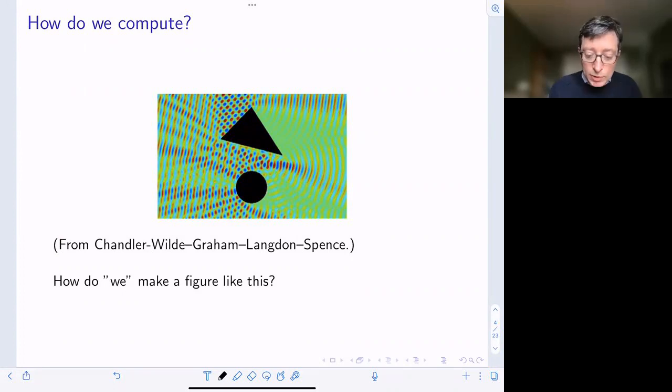So here's a picture. We've got these two obstacles in the plane. We've illuminated them by a plane wave and computed the scattered field. I say we, but actually I had nothing to do with this. This is Chandler, Wild, Graham, Langdon, and Spence.